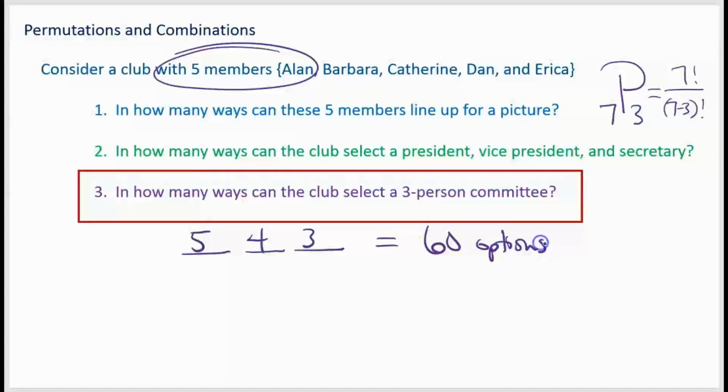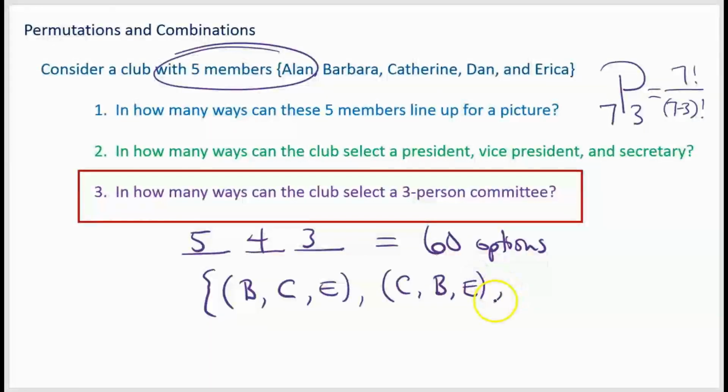But then we realize, because we're just creating a committee and not a list of officers, if one of our outcomes was, let's say, Barbara, Catherine, and Erica (B for Barbara, C for Catherine, and E for Erica), well, also in that list would be Catherine, Barbara, and Erica. Also in that list would be Erica, Barbara, and Catherine. And it starts to make you wonder, how many of these repeats would we have?